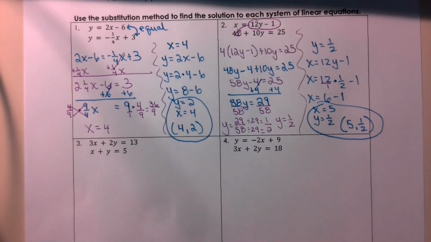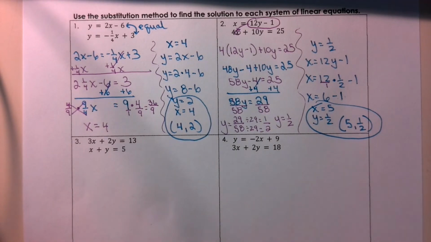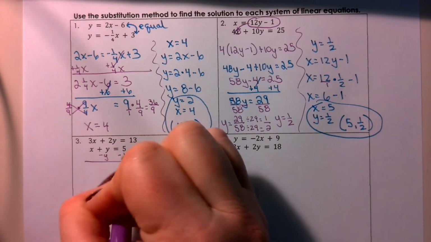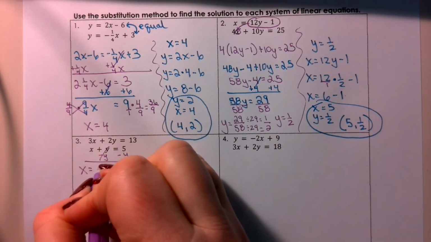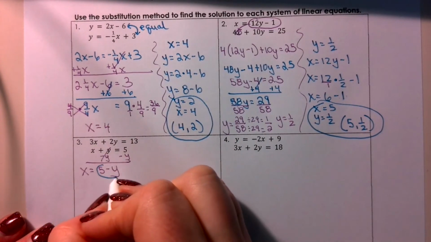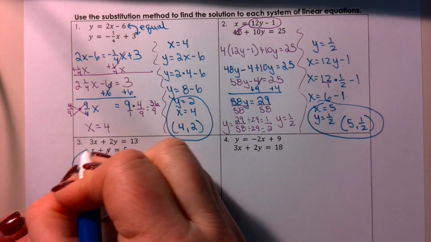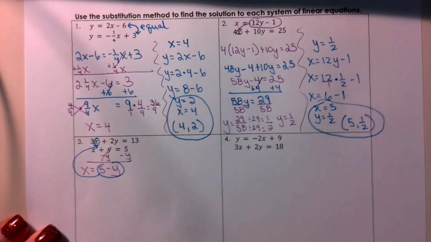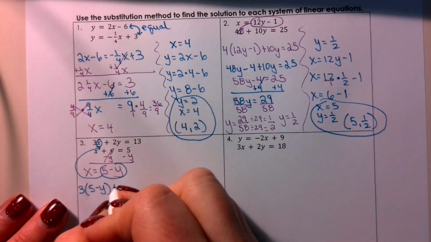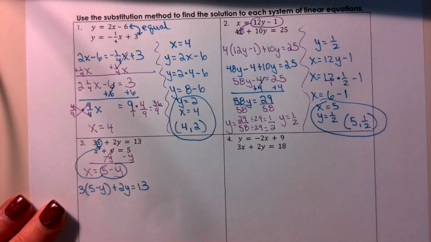I can see I finally have to do step 1. I need to isolate one of my variables. It does not matter which variable you isolate. These two lines are always going to intersect at the same point. So I'll just subtract y. So I have x equals 5 minus y. So I am going to substitute this expression, 5 minus y, in for the x in that equation. So I have 3 times 5 minus y plus 2y equals 13.